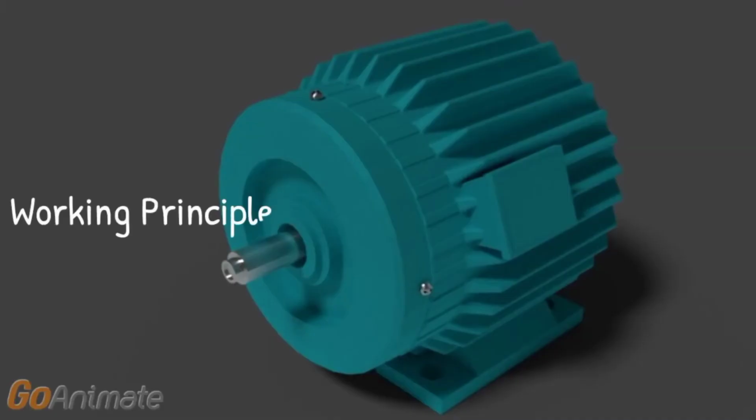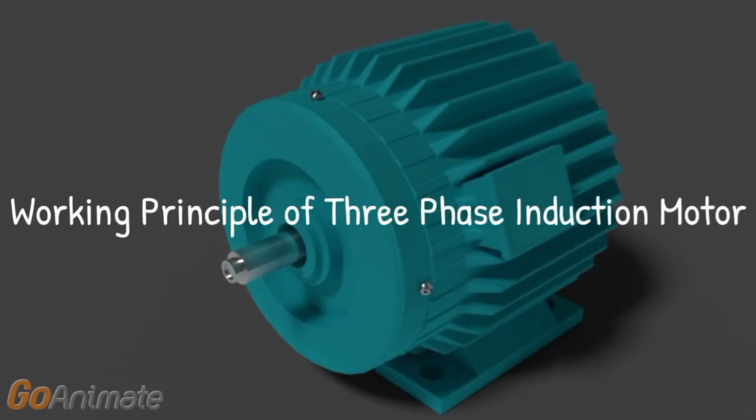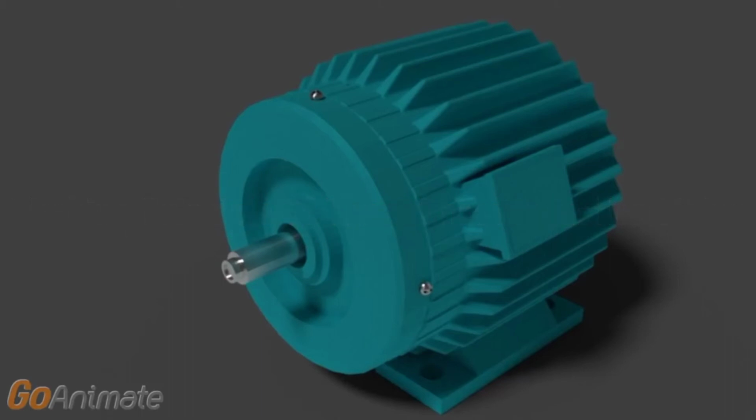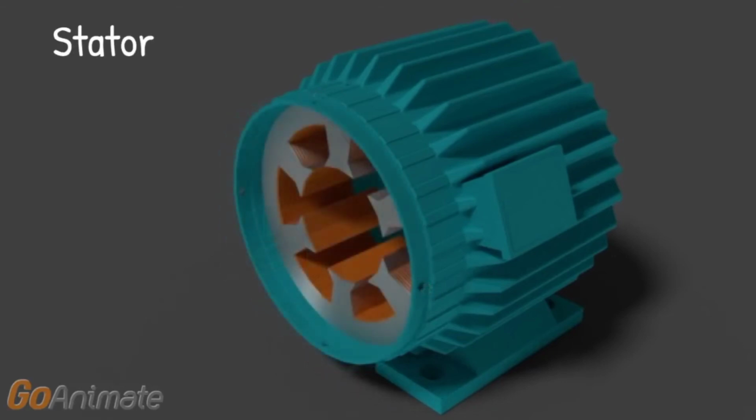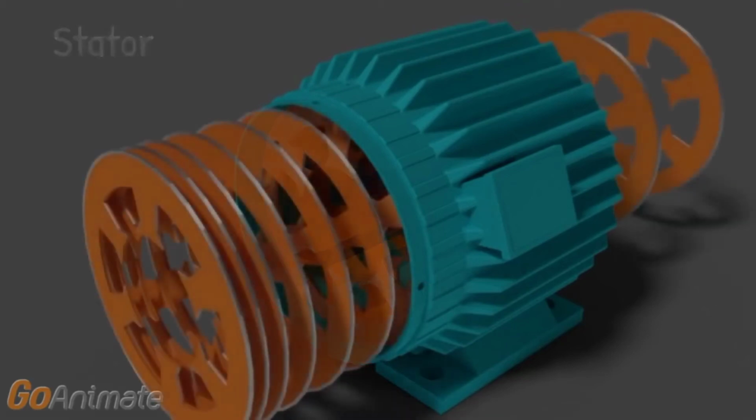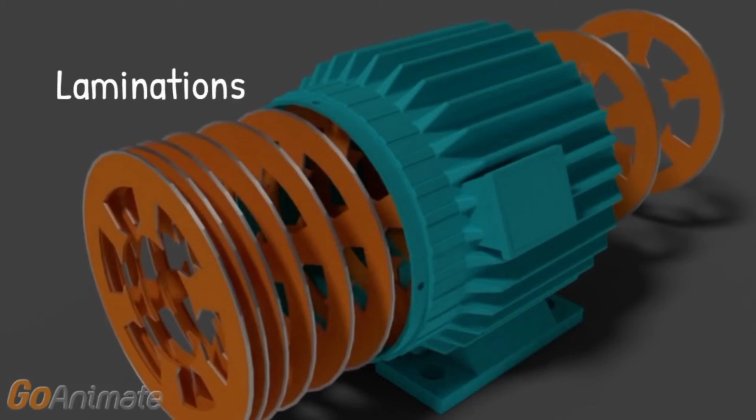Let's have a discussion about the working of a three-phase induction motor. For understanding the principle of a three-phase induction motor, we first look at the basic constructional features of this type of motor. This motor mainly consists of two major parts. First one is the stator. The stator of this motor is made up of a number of laminations of cold grain-oriented silicon steel to reduce hysteresis and eddy current loss.